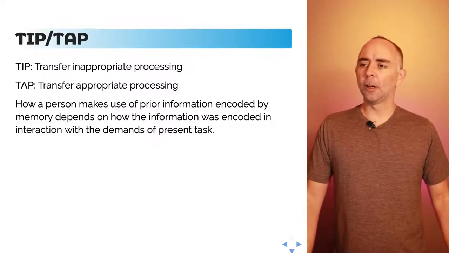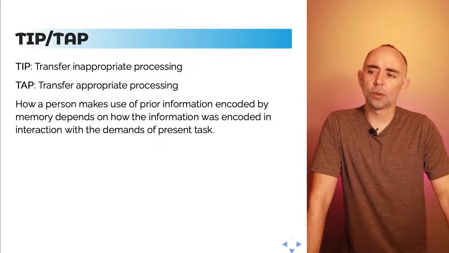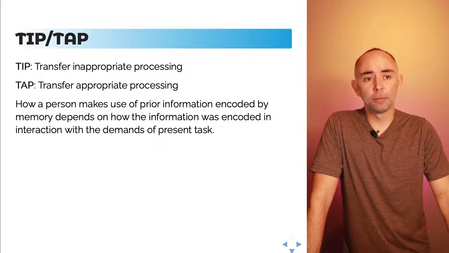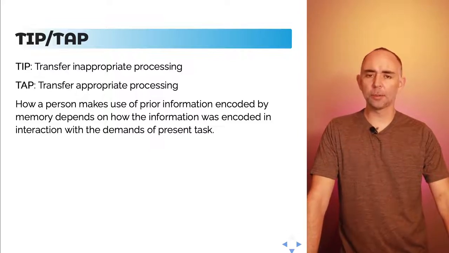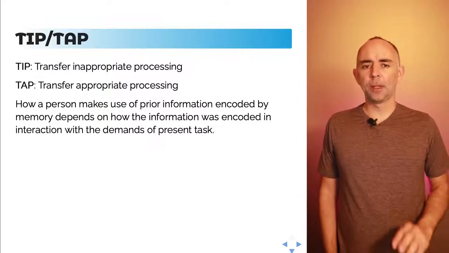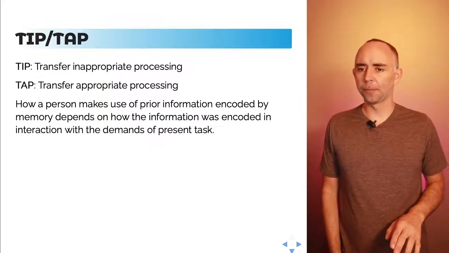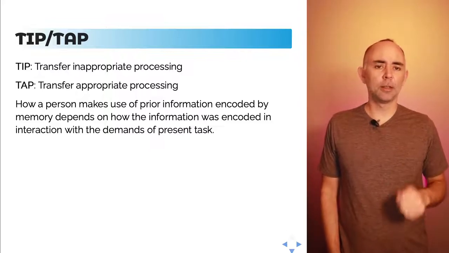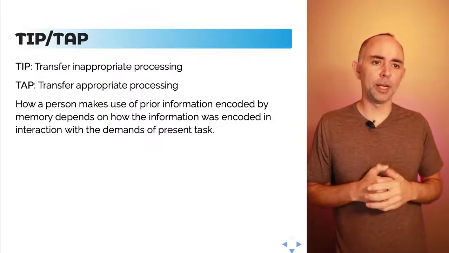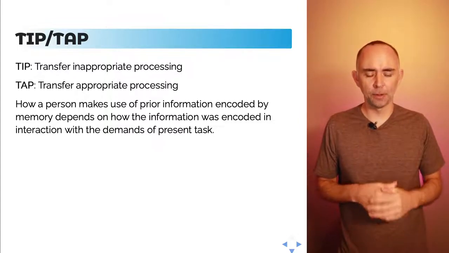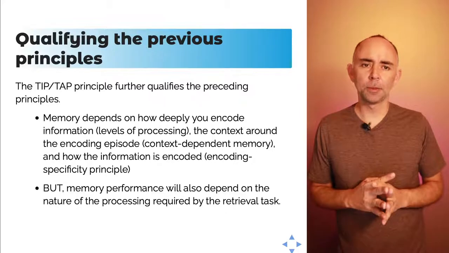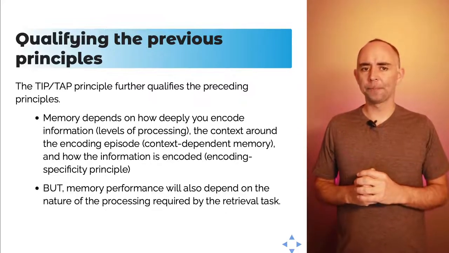The last one we're going to talk about is called TIP-TAP. This is short for transfer inappropriate processing versus transfer appropriate processing. So similar to the encoding specificity principle in some ways. The big idea here is how a person makes use of prior information encoded into memory depends on how the information was encoded in interaction with the demands of the present task. What does this mean? This is an important principle that qualifies the previous ones that we talked about.